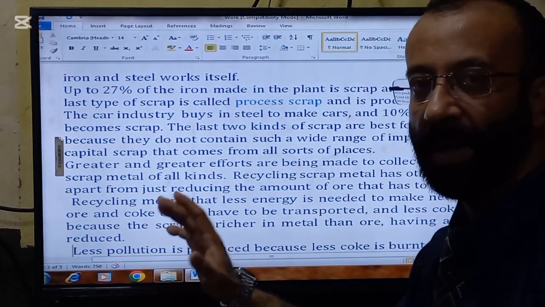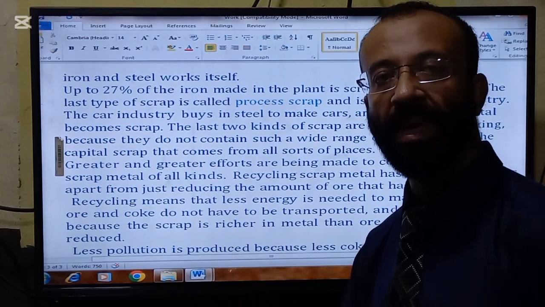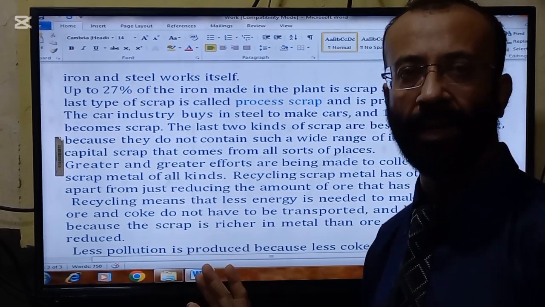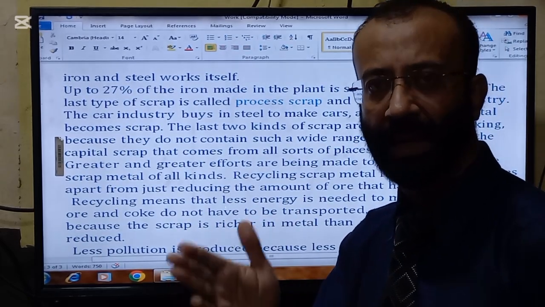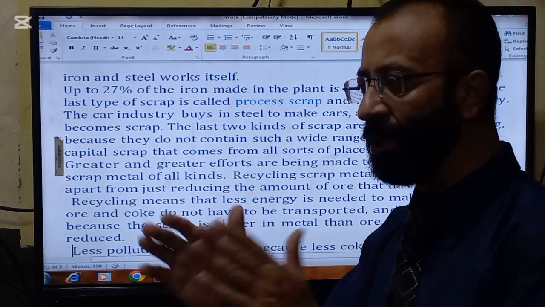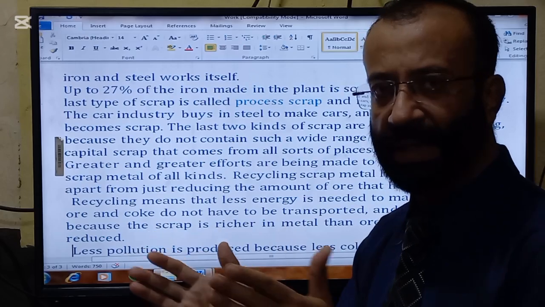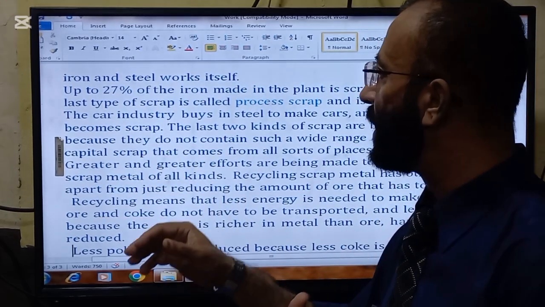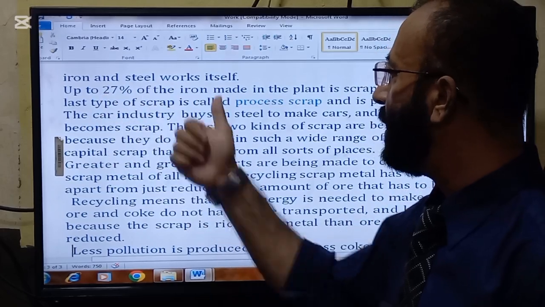So effort and money will be less spent because that is already reduced, and that is actually the cutting of the original metal that is now scrap after working in the industry or after working in the iron and steel works.